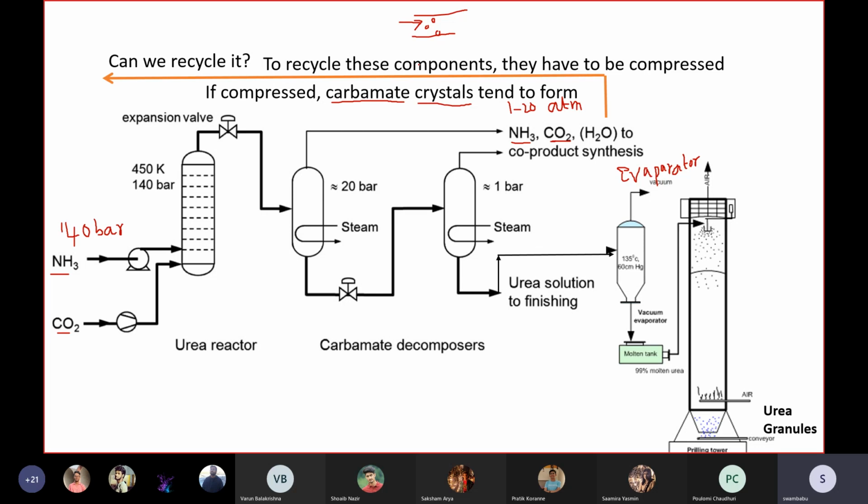So in the old urea industries, they used to find a way to utilize this ammonia and CO2 rather than recycling it.